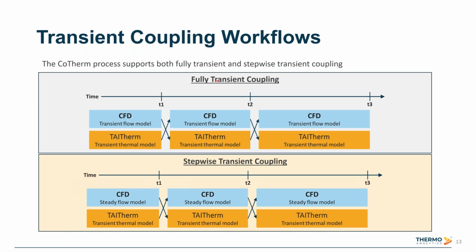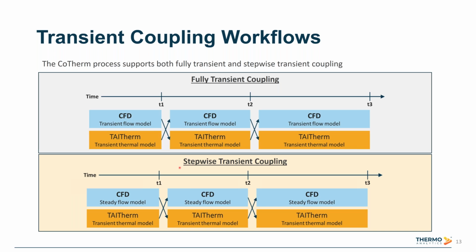So again, Cotherm is facilitating the coupling and the conjugate heat transfer between Titherm and the CFD tool in this workflow. So this is done with our standard thermal CFD coupling mechanism. So Titherm's passing surface temperatures to the CFD tool, and the CFD tool is providing back the convection data. And this Cotherm process supports both fully transient and stepwise transient coupling schemes. So in the fully transient coupling, both the CFD model and the Titherm model are run fully transient, and then they are passing this coupling information back and forth at a prescribed interval. And this interval can change depending on how you want to resolve the physics and the timescales of the problem.